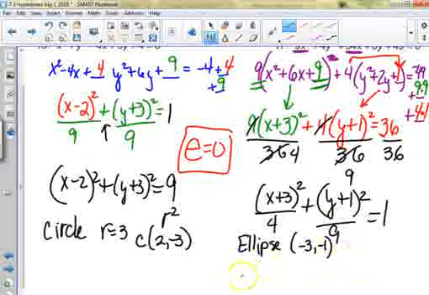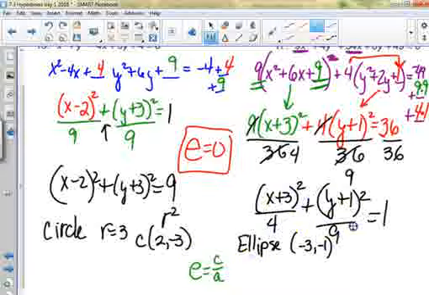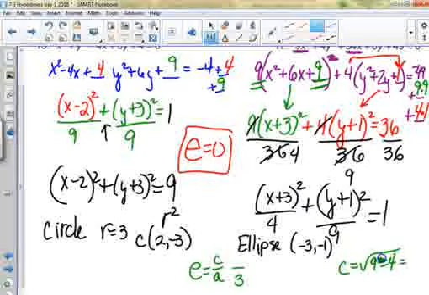All right, how do we find eccentricity on this, though, since we did this problem? E equals C over A. Well, what's A? If it's an ellipse, A squared is 9. Yep. So A is 3. How do we find C? Do you remember for an ellipse? The opposite of what it's doing in here. Yeah, so it's 9 minus 4, or square root of 5. So C over A is square root of 5 over 3.